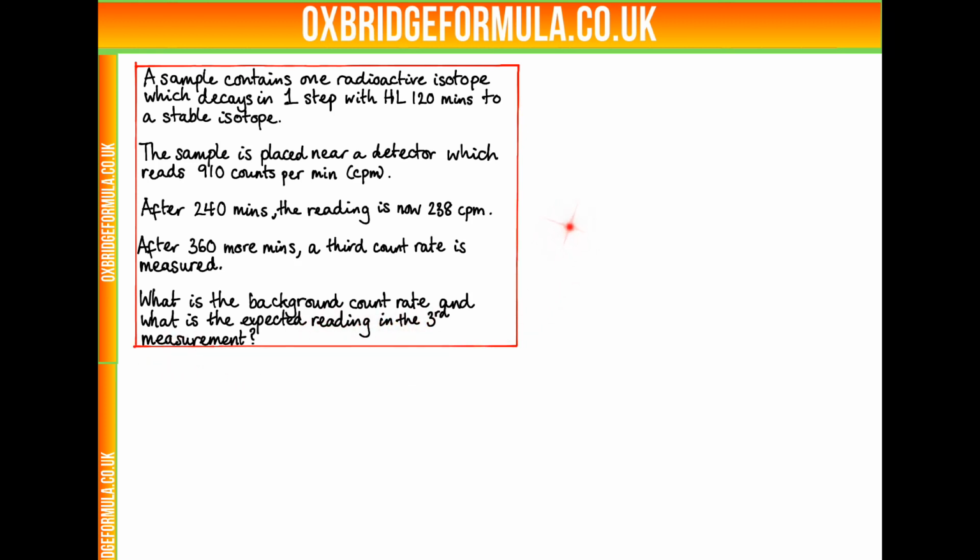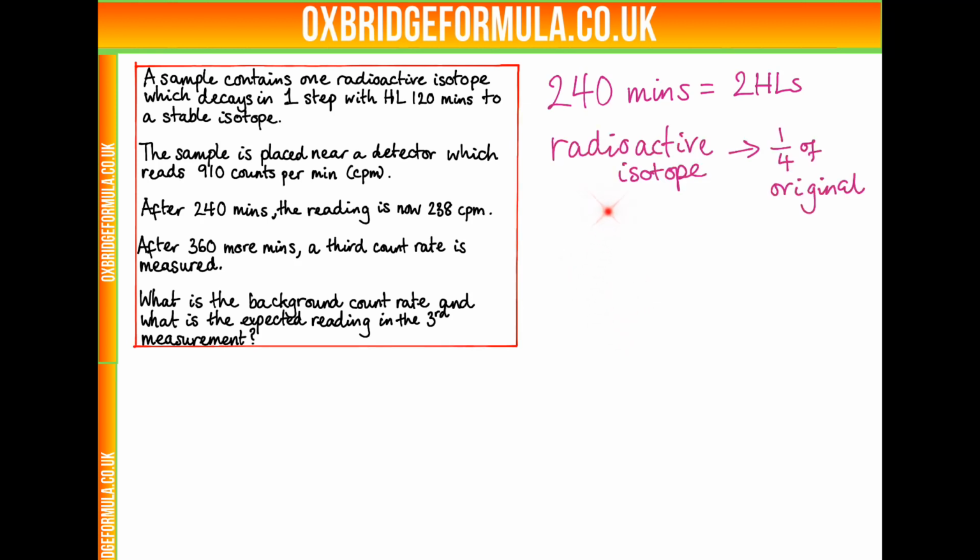So immediately I noticed with the information that 240 minutes in the first step is 2 half-lives. So we're trying to get its background count rate and the expected reading. So in order to get the background count rate, we'll need to work out the count rate associated with this radioactive isotope and then take that away from the total amount. So the radioactive isotope after 2 half-lives goes down to a quarter of its original amount. So 910 to 238, this must be 672, the drop in the amount of radioactive isotope.